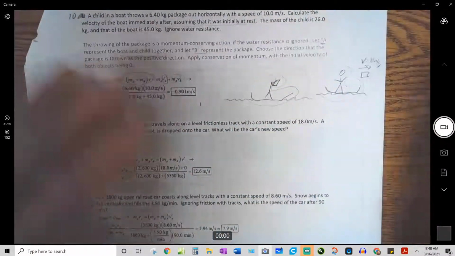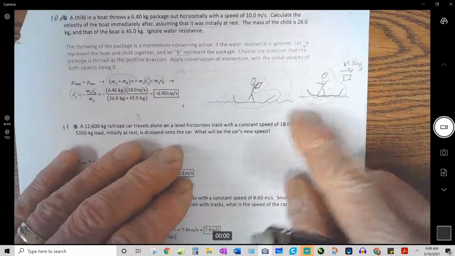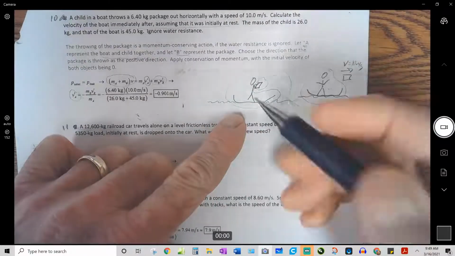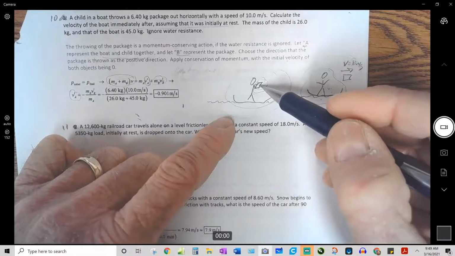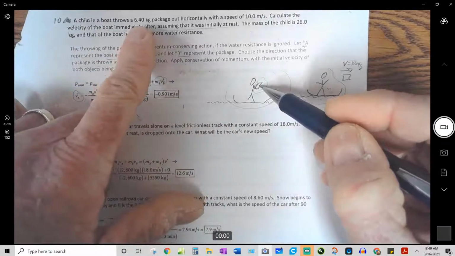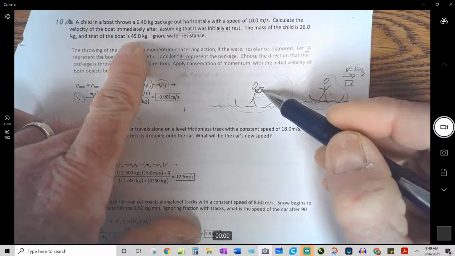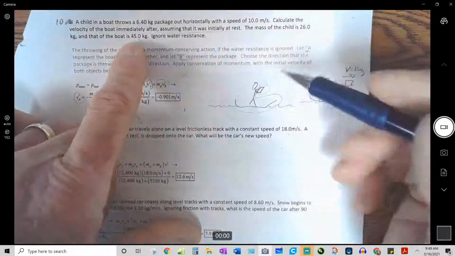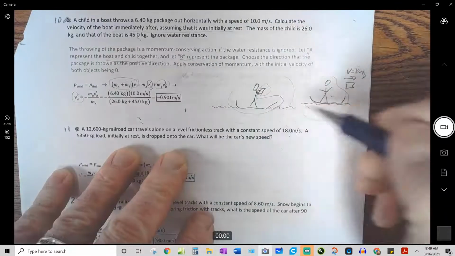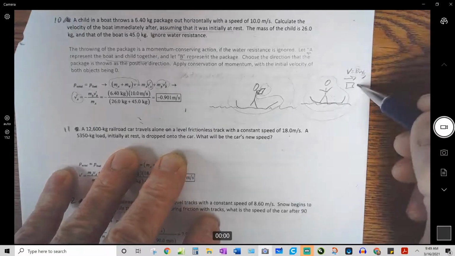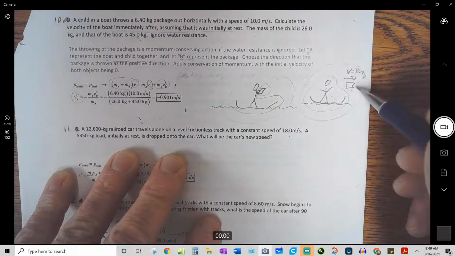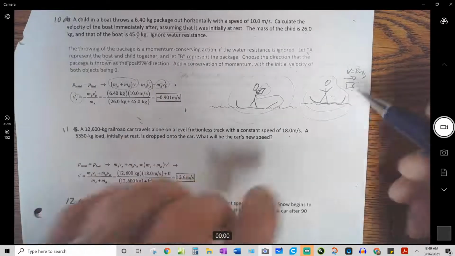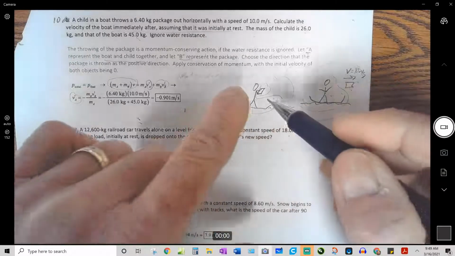So here's the deal. This is the problem that confuses students. So we've got a child in a boat, the boat's motionless, the child's motionless, and the child has a package, which is 6.4 kilograms, and the child is 26 kilograms, the boat's 45 kilograms. They're all motionless in the beginning. Then the child throws the package, which flies to the right, must be to the right because this is positive, 10 meters per second. So now this has momentum to the right, which means this has got to have momentum to the left, because the total momentum has to be the same as the momentum here, which was 0.